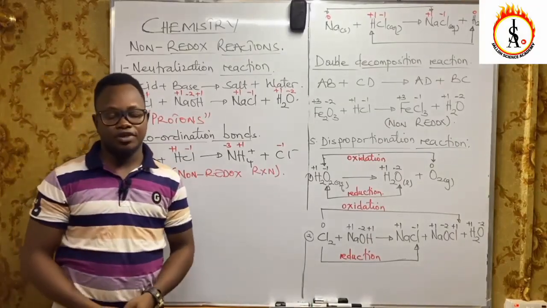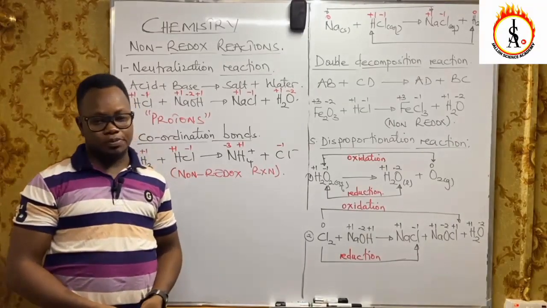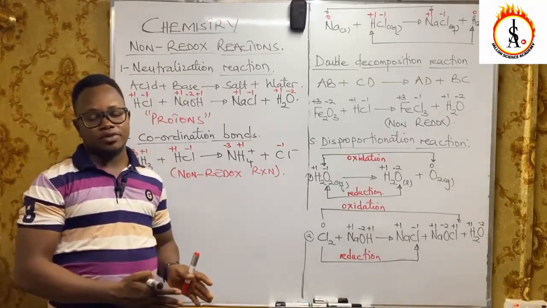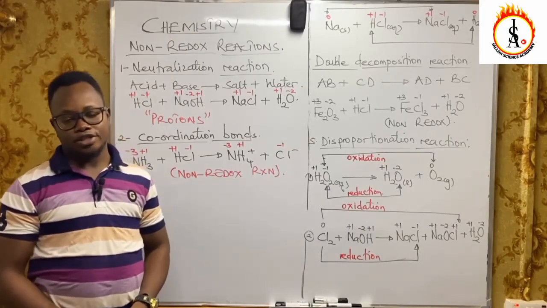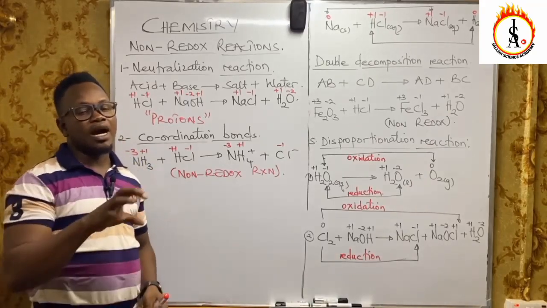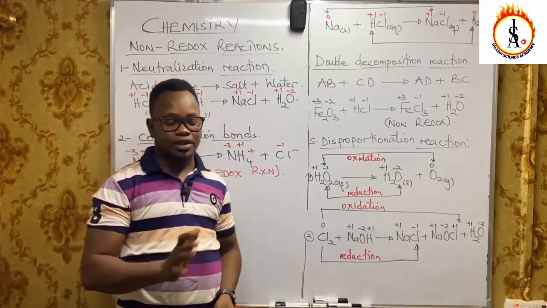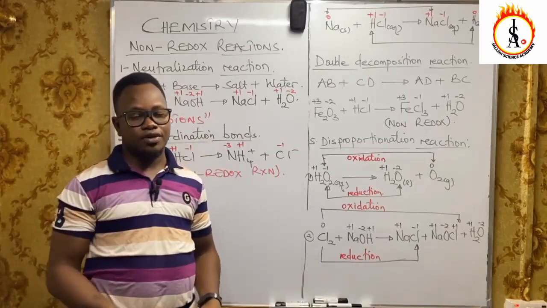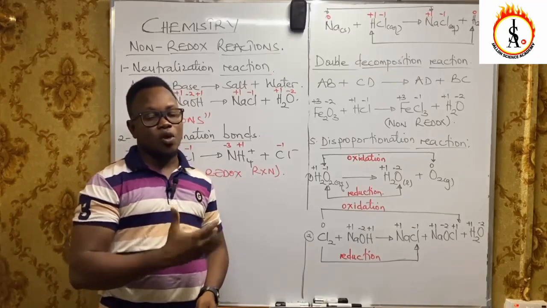Next, we look at half equations. Of course, we said earlier that redox reactions are complementary processes. They are simultaneous, meaning if oxidation takes place in a particular reaction, reduction should also take place in that reaction. Okay? If that is the case, we will represent these as half equations. A half equation is an equation that shows us separately the species that have undergone oxidation or the species that have undergone reduction. The one that has undergone oxidation, we refer to it as the oxidation half equation.